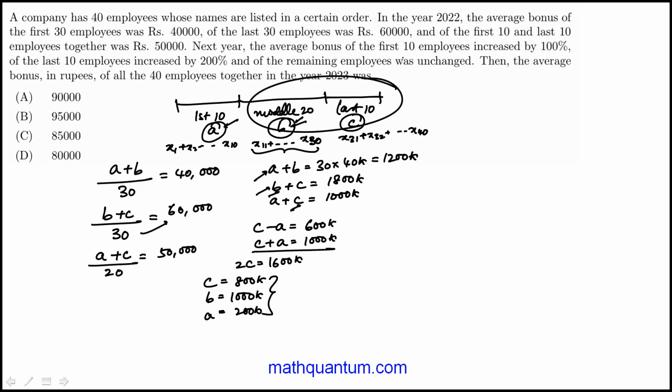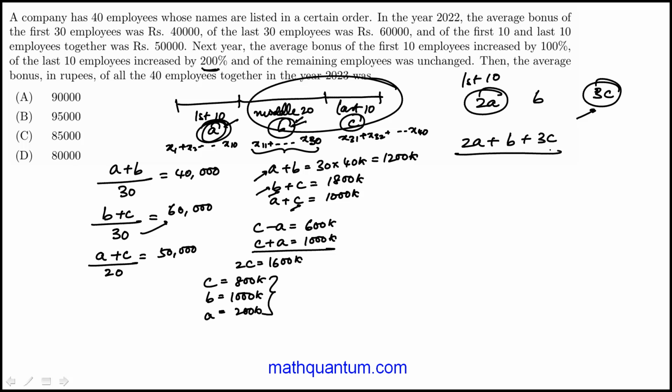Now they're given this condition that the bonus of the first 10 employees increased by 100%. That means if each one increases by 100%, their sum will become double. So our sum now is 2A for the first 10. And the last 10 employees increased by 200%, so it will become 3 times. So the sum of their salaries would be 3C. And the middle remains the same. Question is, what's the average salary of all 40 employees together?